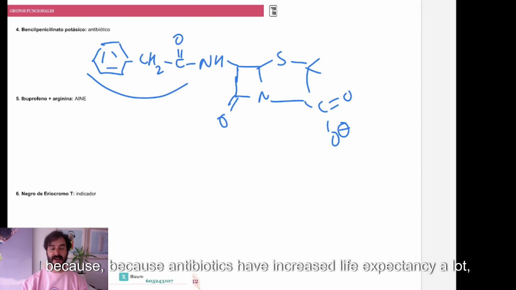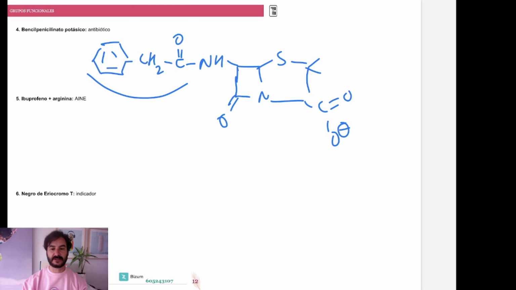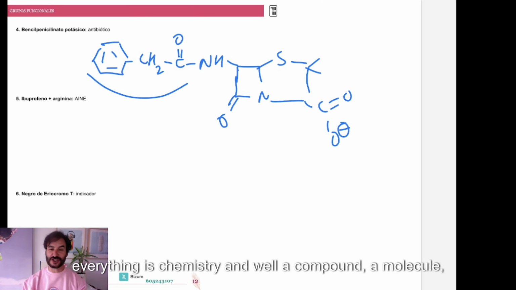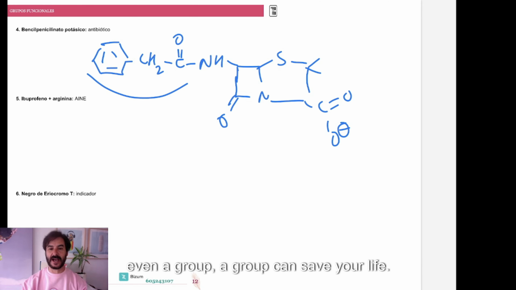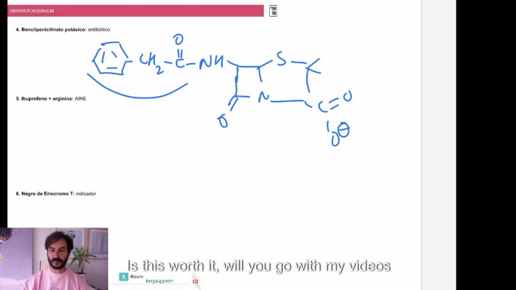Because antibiotics have increased life expectancy a lot. So a lot of respect for this penicillin, as I always tell you. Everything is chemistry. And a compound, a molecule, even a group can save your life.